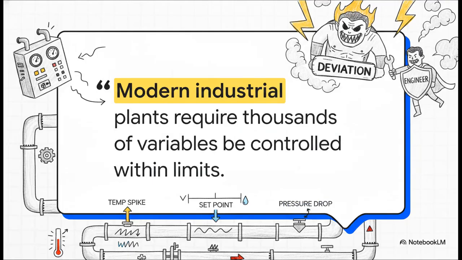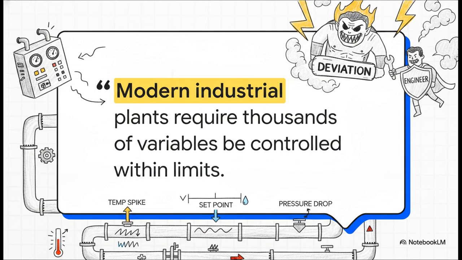Okay, I want to kick things off with this quote straight from our source material because it really sets the stakes perfectly. The operation of modern industrial plants would be very difficult, if not impossible, without automation. Think about that for a second. We're talking about thousands, literally thousands of process variables, temperatures, flow rates, pressures, and they all need to be kept precisely within very specific limits.